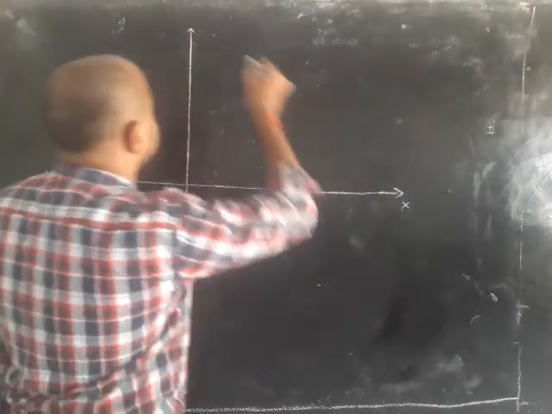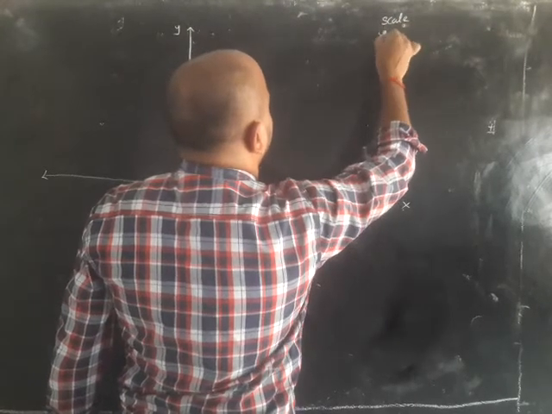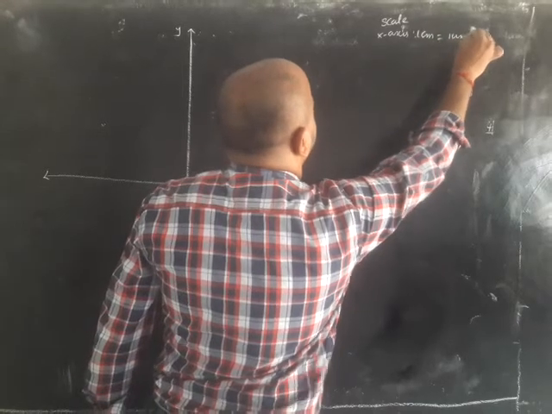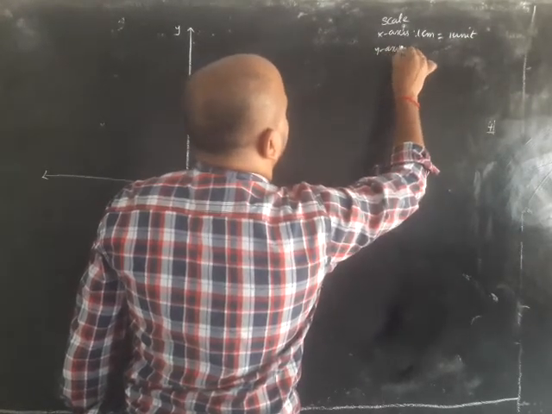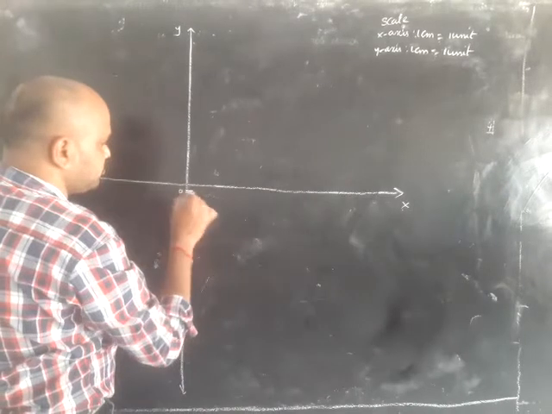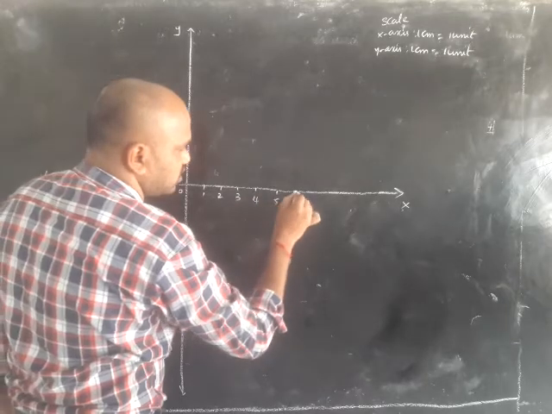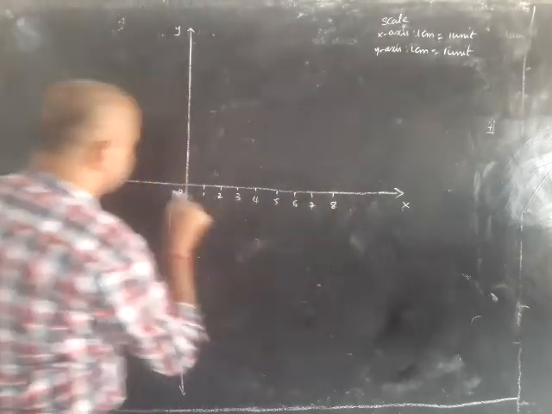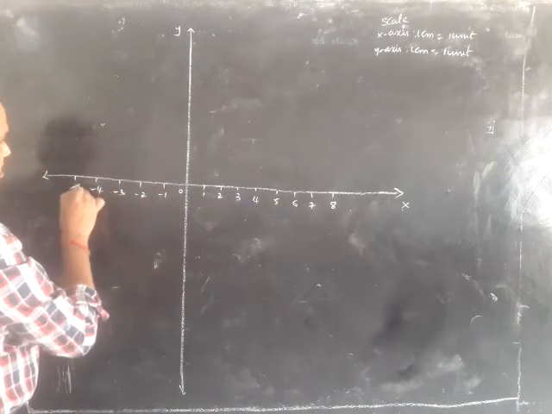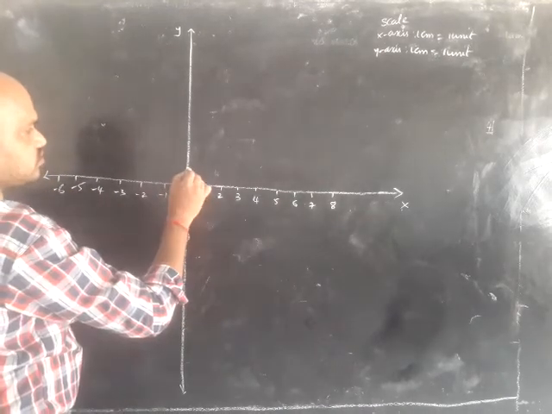Horizontal line is called the x-axis and vertical line is called the y-axis. And the scale we have on the top right corner. Scale: on the x-axis 1 centimeter is equal to 1 unit, on the y-axis 1 centimeter is equal to 1 unit. So here 0, 1, 2, 3, 4, 5, 6, 7, 8, and minus 1, minus 2, minus 3, minus 4, minus 5, minus 6. So the left side will be negative and the right side will be positive.